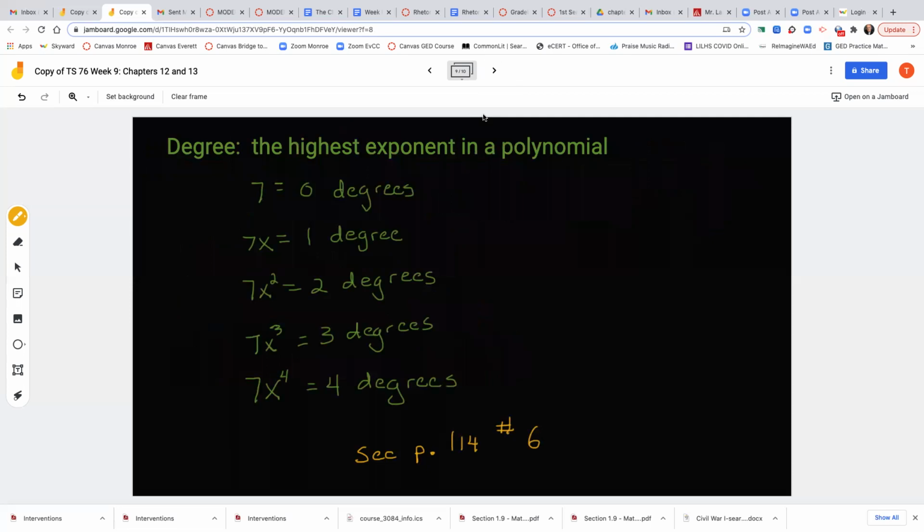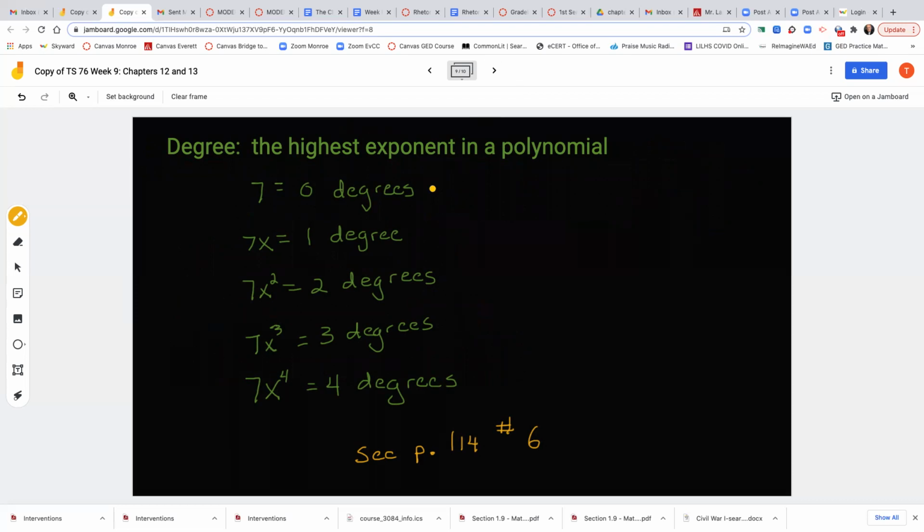Okay, it occurs to me that I might want to do a couple of practice problems here. So I'm going to get my book ready. See page 114, number 6. Sorry, guys. Give me just a second here. I just want to make sure what I want to do is practice a little bit so that we can do this together. So, all right.